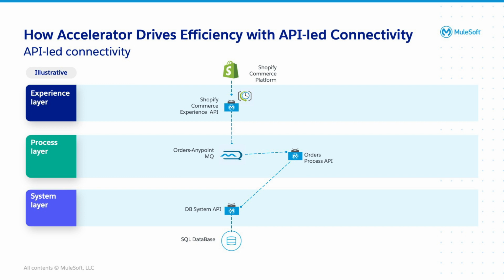Here, you can see a 3-layer architecture consisting of experience, process, and system APIs. In the experience layer, you will see the Shopify Commerce Experience API, which has been extended from the Accelerator for Retail's B2C Commerce Experience API. This Experience API is designed to run both in real-time and batch processing based on the business requirements. Additionally, this API is responsible for publishing incoming orders to Anypoint MQ.